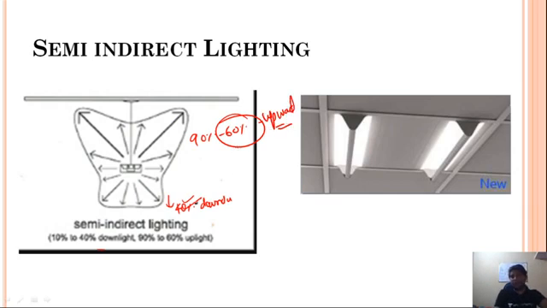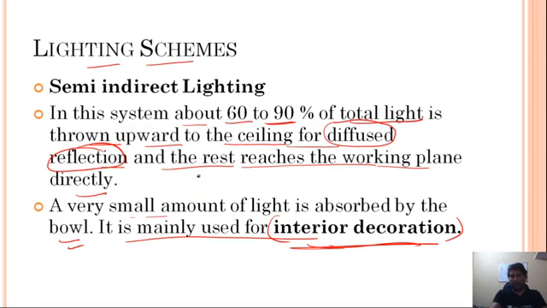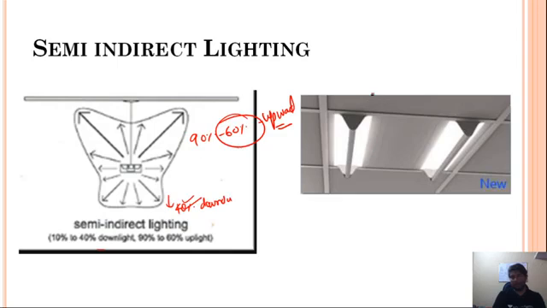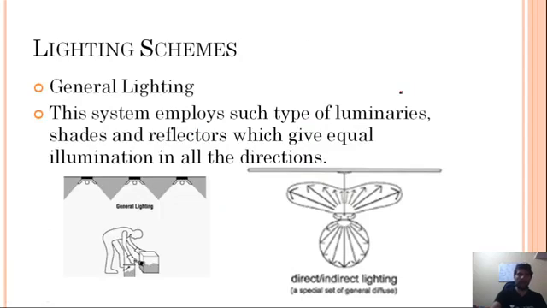So guys, this data also changes according to the book. So don't fight with me. If you go with different books, then the data may vary. If you go for H. Pratap, if you go for B.L. Thareja, and if you go for R.K. Rajput, this data is changing. But whatever data I will use is almost right and fine from an exam point of view. So this is the example of semi-indirect lighting. So this is the lighting scheme.